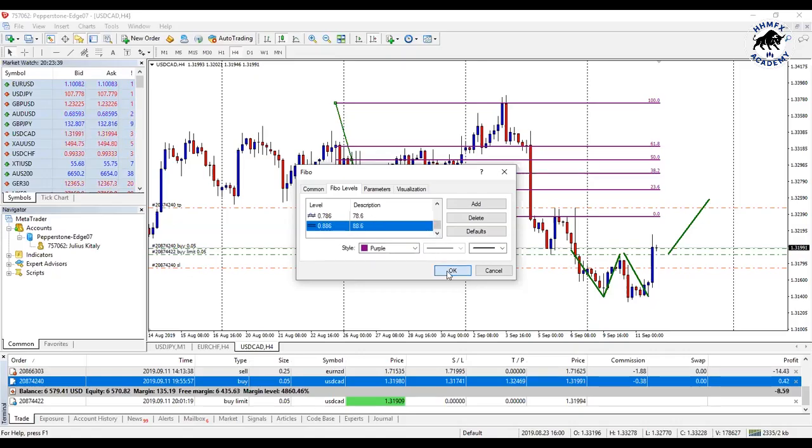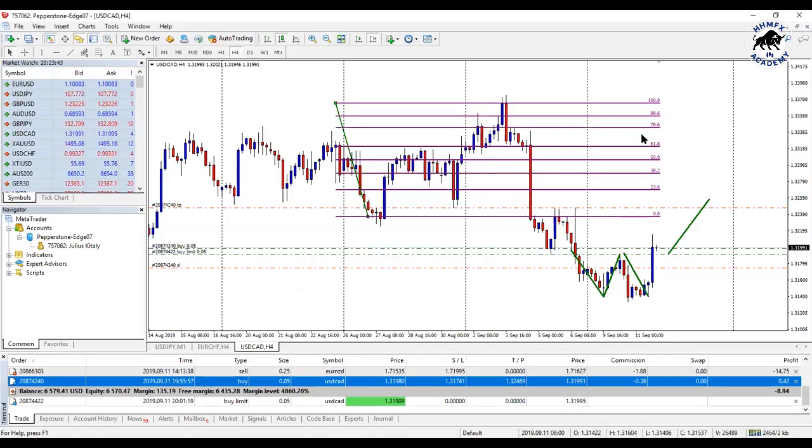If you click OK, it just shows you there. So you can see 78.6 there, and you can see 88.6 just there, guys. So this is 88.6, this is 78.6. So your Fibonacci retracement is now complete.